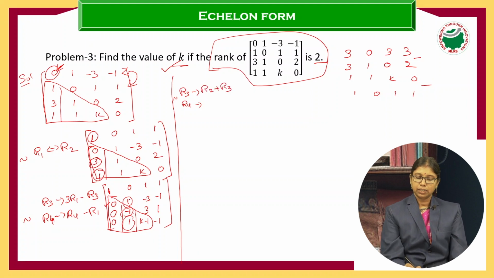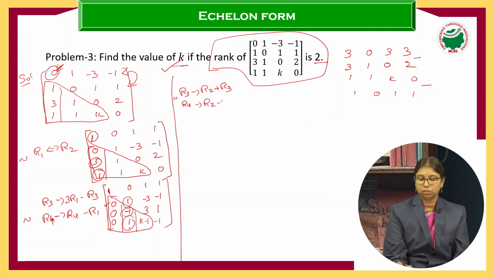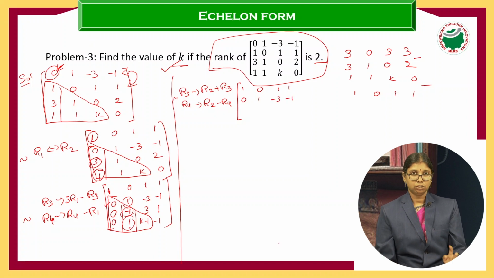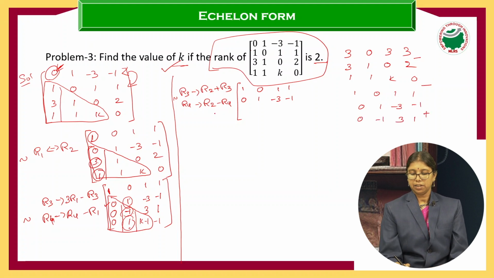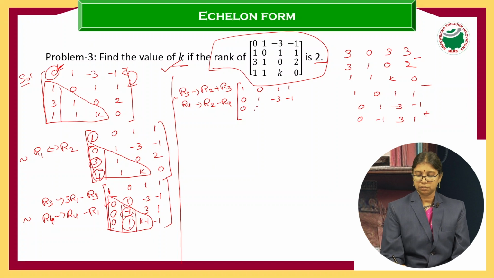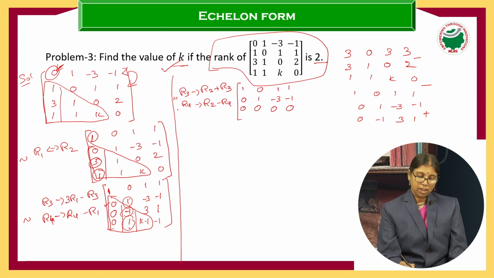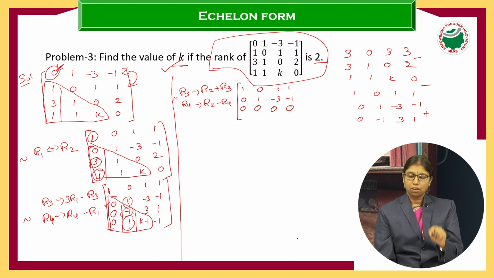Next for R4, here I have 1, here I have 1. By subtracting you will get the value as 0. That means R2 minus R4. So now what about your new matrix? We are not changing the first two rows: 1, 0, 1, 1 and 0, 1, minus 3, minus 1. Next R2 plus R3. R2 is 0, 1, minus 3, minus 1. R3 is 0, minus 1, 3, 1. By adding both the rows, you will get 0, 0, 0, 0. Minus 3 plus 3 is again 0. Minus 1 plus 1 is also 0.